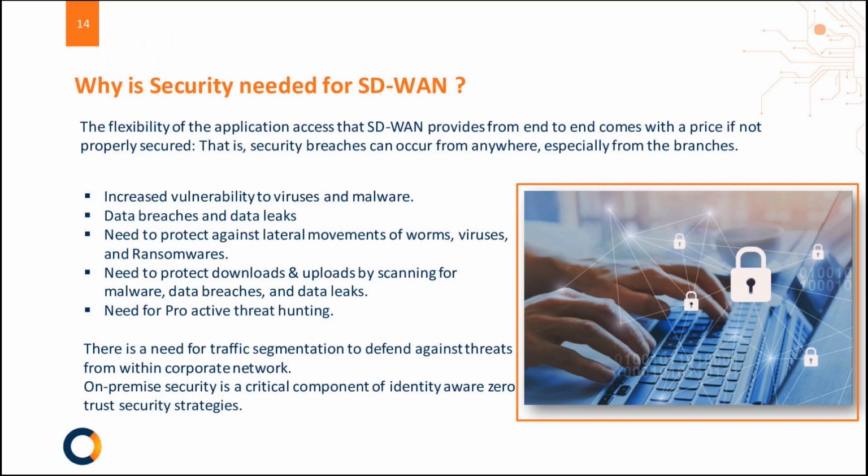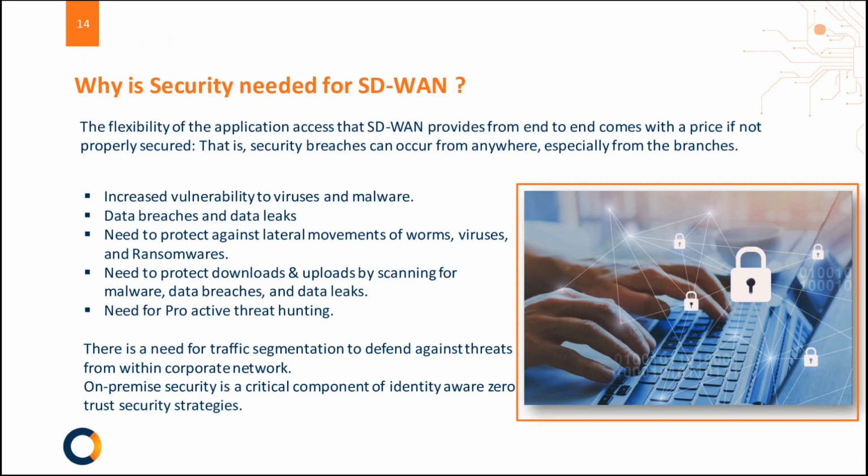So what security do we need, and why is security needed for the SD-WAN? The flexibility of the application access that SD-WAN provides from end to end comes with a price if not properly secured. That is, security breaches can occur from anywhere, especially from within the branches. As I mentioned earlier, a user with malicious software or some ransomware in his laptop can screw everything in the network. So we need to protect against lateral movements of worms, viruses, and ransomware.